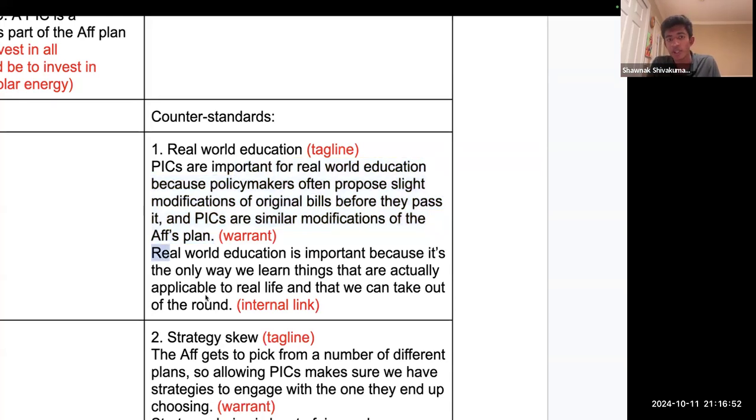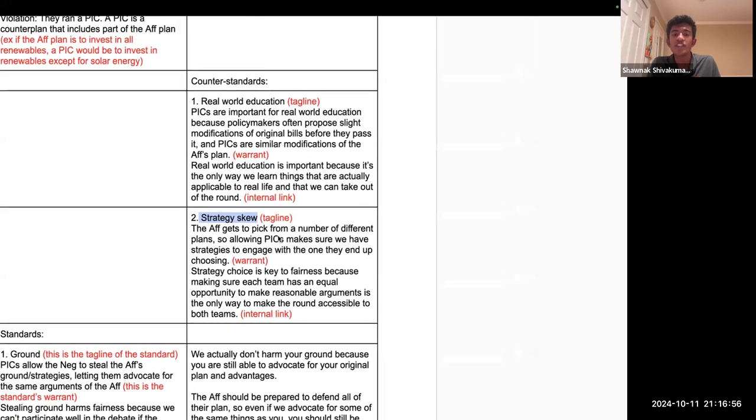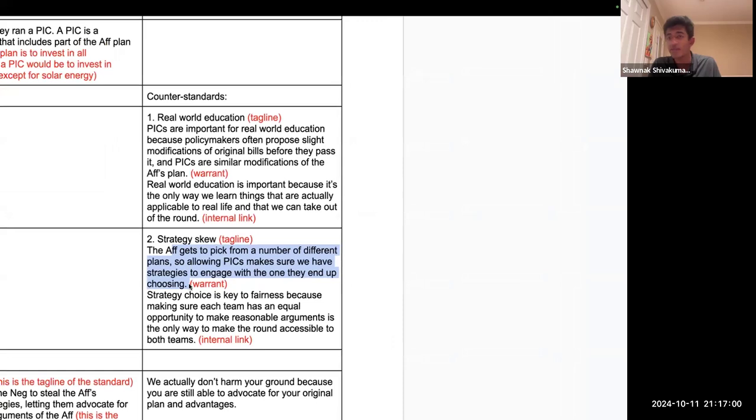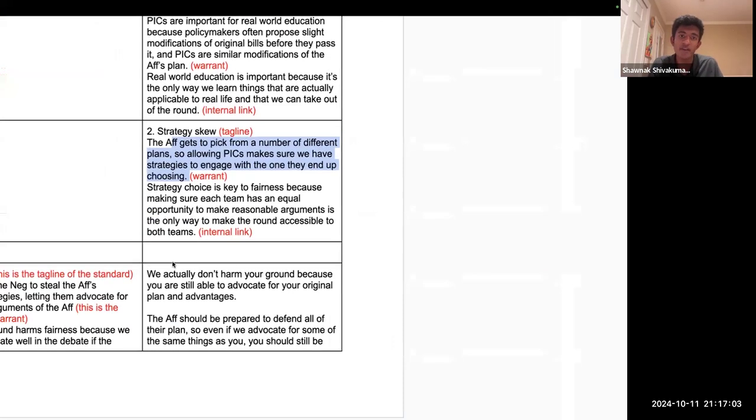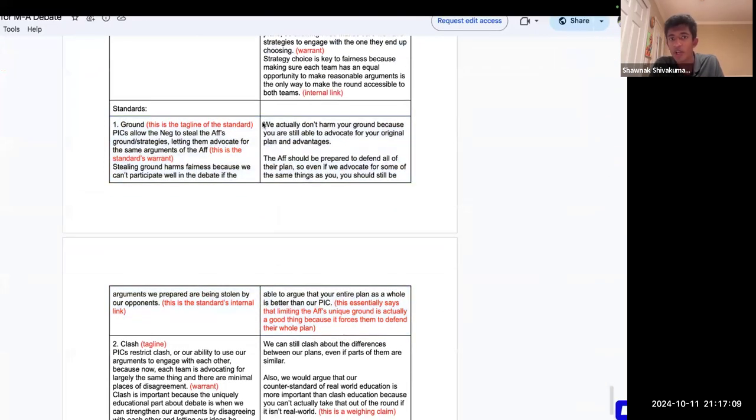Once again, real education is important. Think about it: strategy skew. The AF gets to choose from a number of plans. Picks gives us ground. We can run an advocacy, like reciprocity. Then you respond to their standards. Ground: you respond, we don't harm your ground because you're still able to advocate.